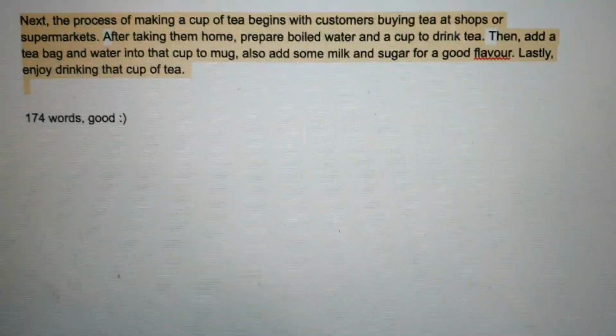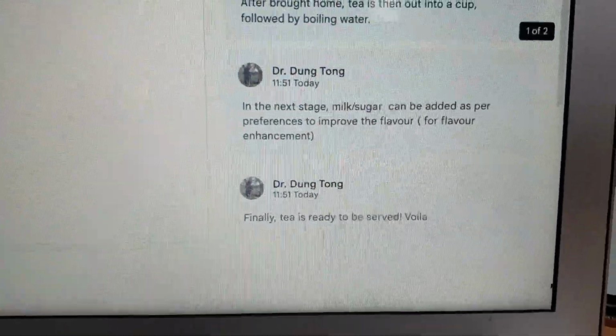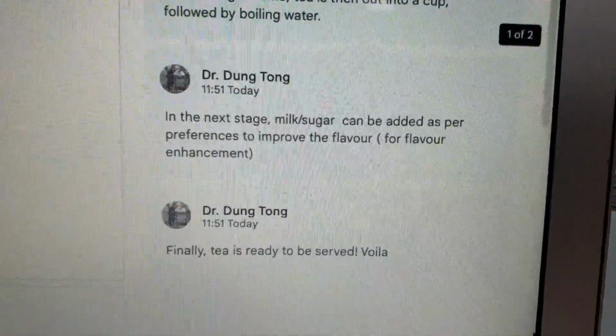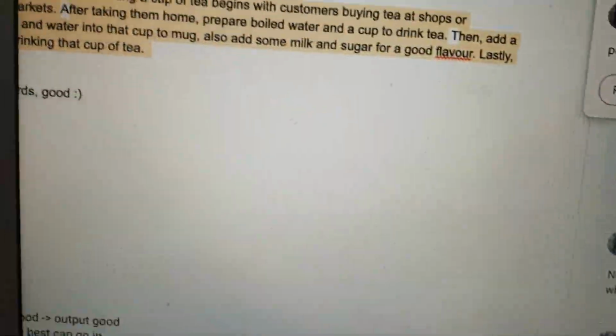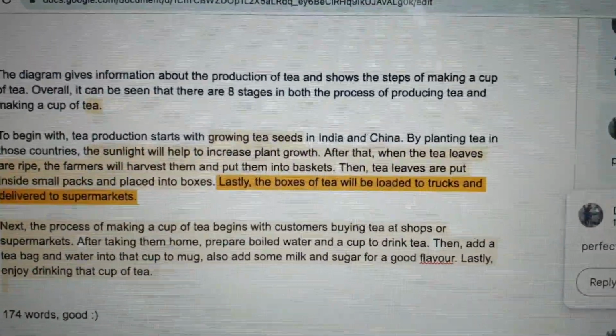when my student says lastly, enjoy drinking the cup of tea. Wow, this is not a really good sentence because you don't have the proper subject and verb structure right there. So I suggest finally tea is ready to be served. And there's no voila, of course. That was just for practice.